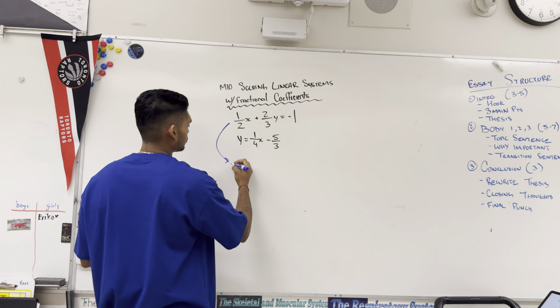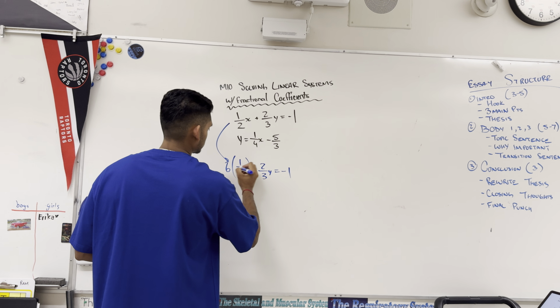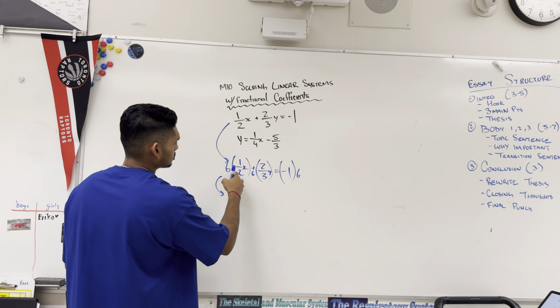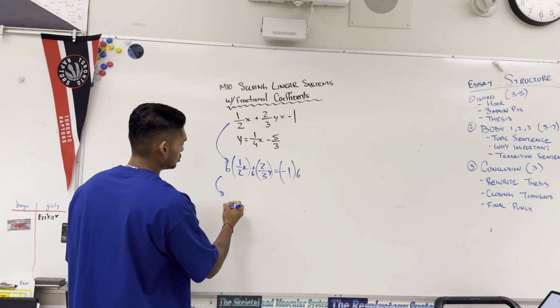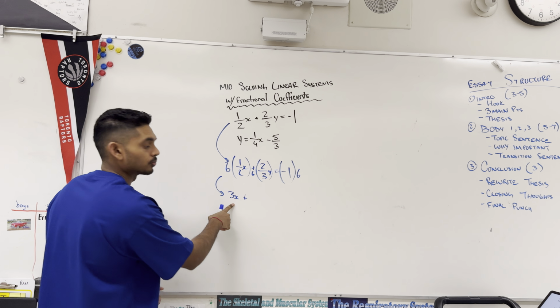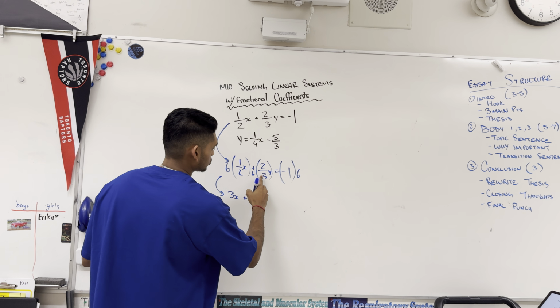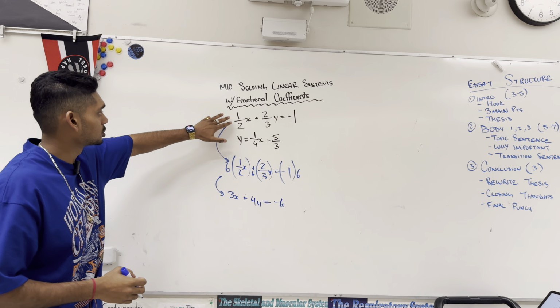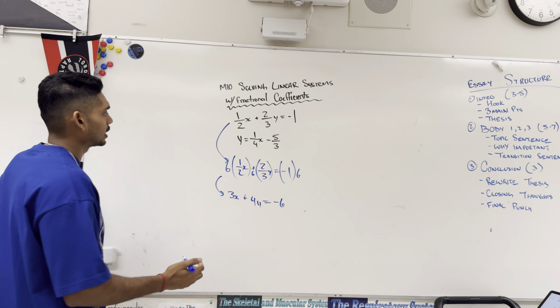There you go. If you times both sides by 6, all of this by 6, and don't forget, you got to do this side too, 6. Watch what happens. 6 times 1 over 2, that'll give us 6 over 2, which is just 3. 3x. Look at that. We got rid of the fraction. 6 times 2, that's 12. 12 divided by 3, that's 4. 4y. And this one's easy, negative 6. So our first equation now becomes this. Cool. No fractions. I love it.